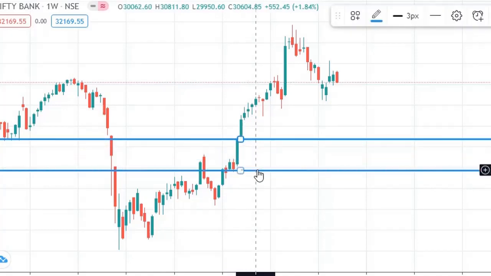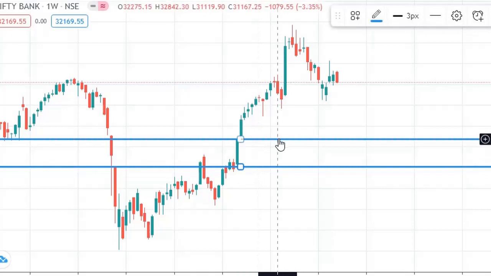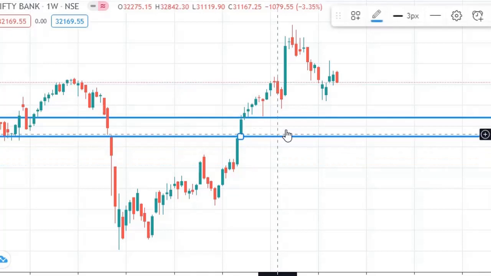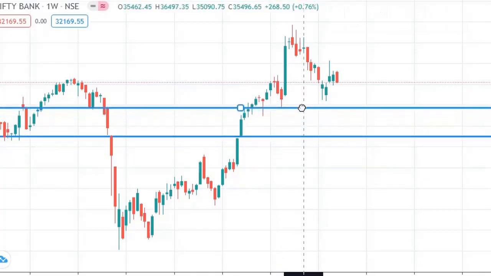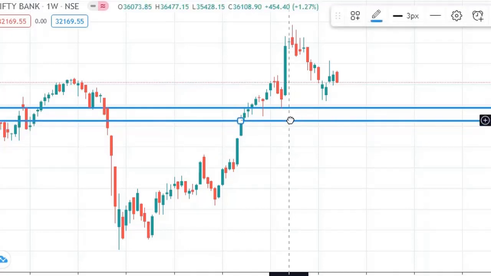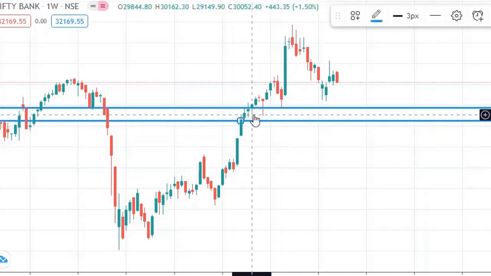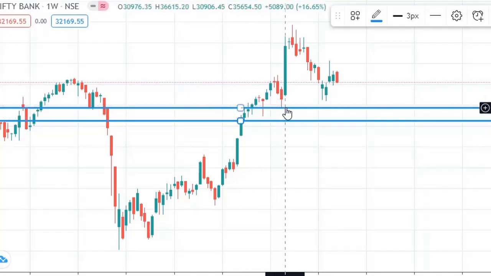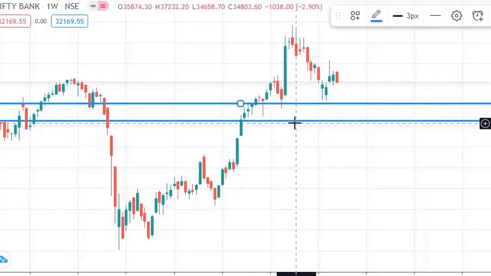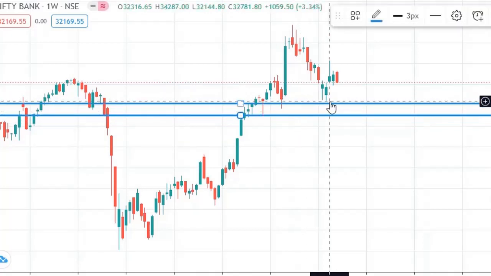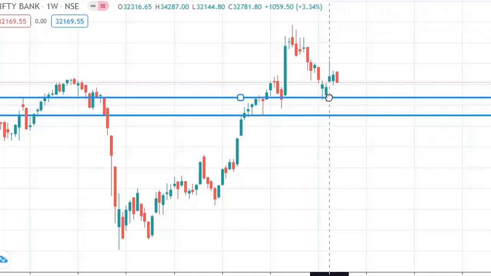Now you can see the closing is a higher high, so it is moving up. Again, now you can see this bar that formed was inside this range, so we are not considering this, we are going to consider this candle. Again, a green bar.